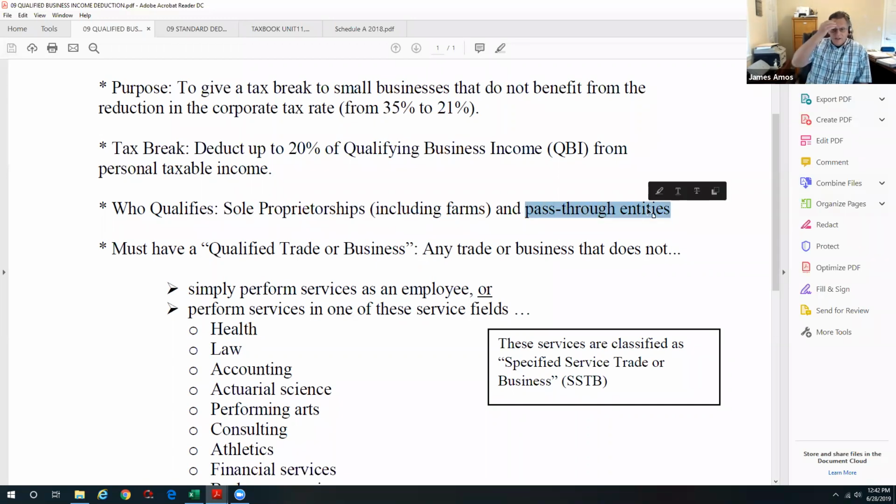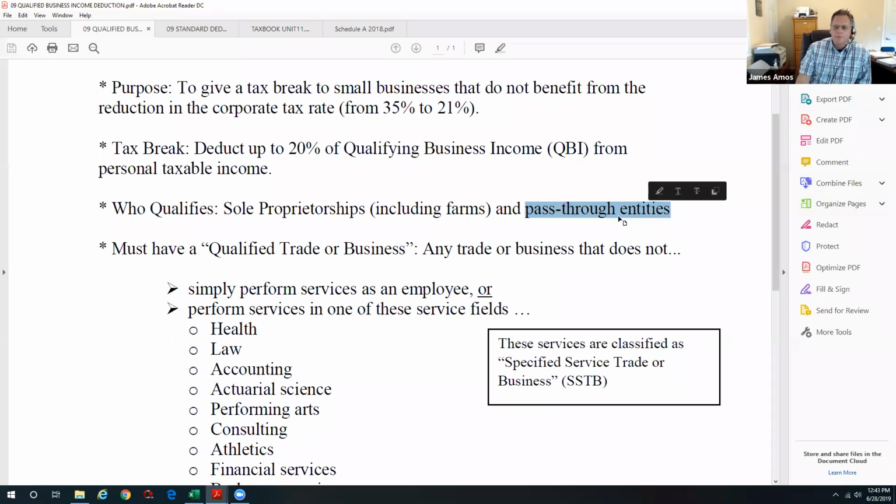Somebody go back a few sessions ago. What's a pass-through entity? K1. They do get a K1, yeah. But what is it though? What does the pass-through entity mean? Means the income from your business passes through directly to the individual. That's right. That's exactly what it means.